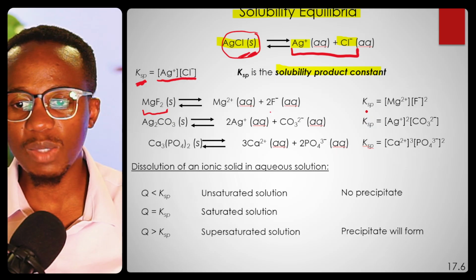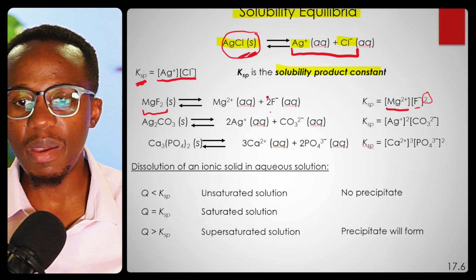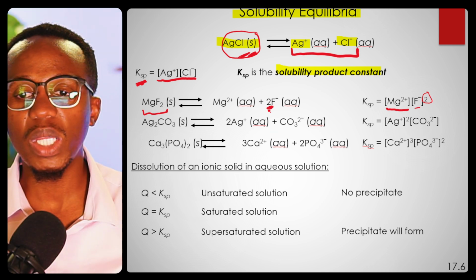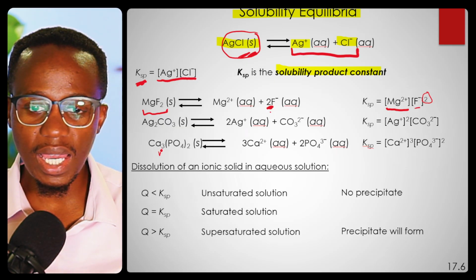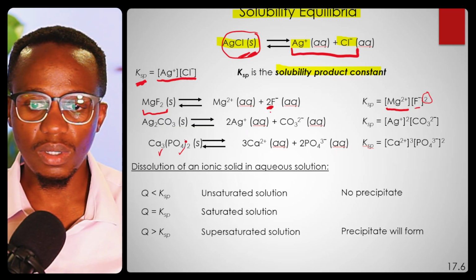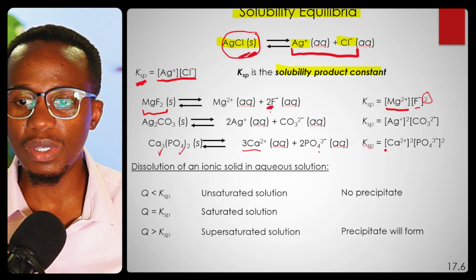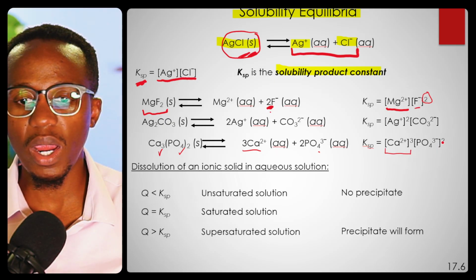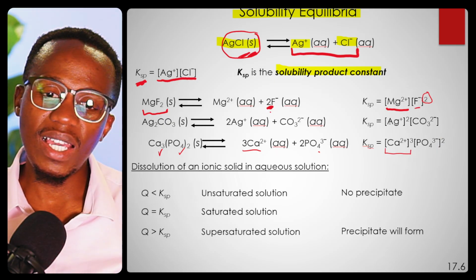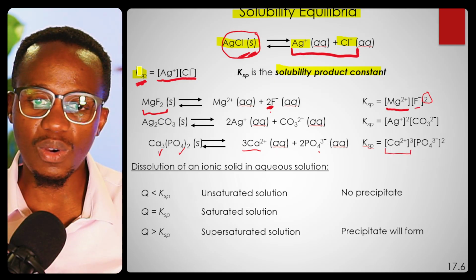What's going to be the Ksp? It's going to be [Mg2+][F-]^2. Remember that we count the coefficients when it comes to equilibrium. This is another type of equilibrium constant. All right, so what if you have Ca3(PO4)2? Well, they give you 3 Ca2+ plus 2 PO4 3-, and then the Ksp is going to be [Ca2+]^3 times [PO4 3-]^2, right? This again is what we call the solubility product constant.